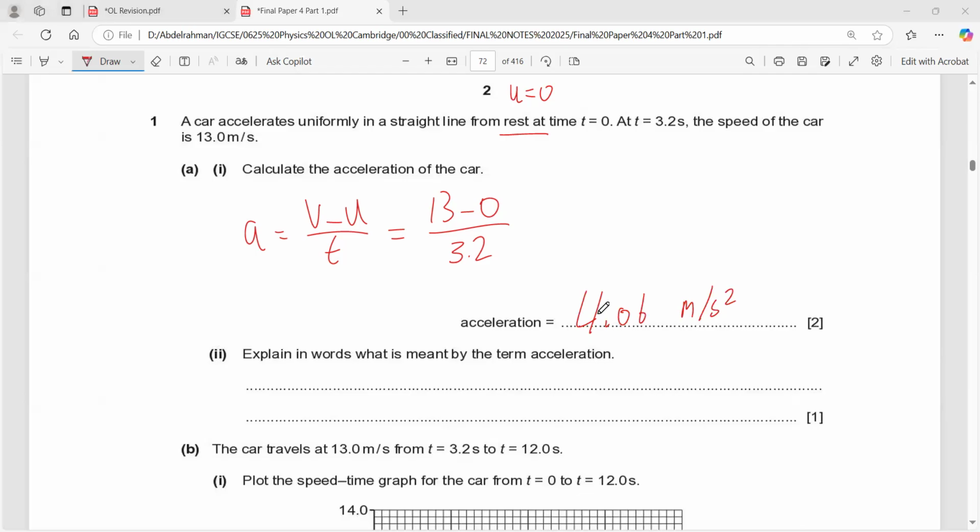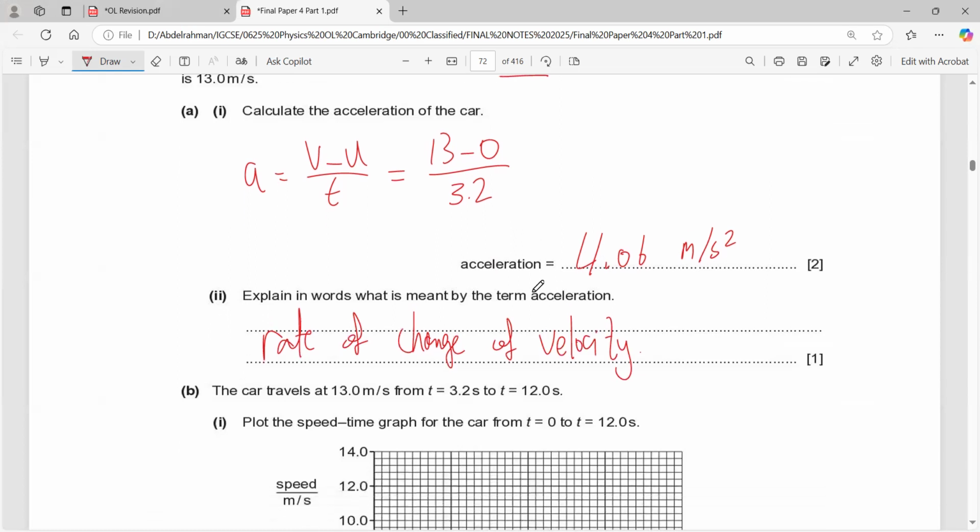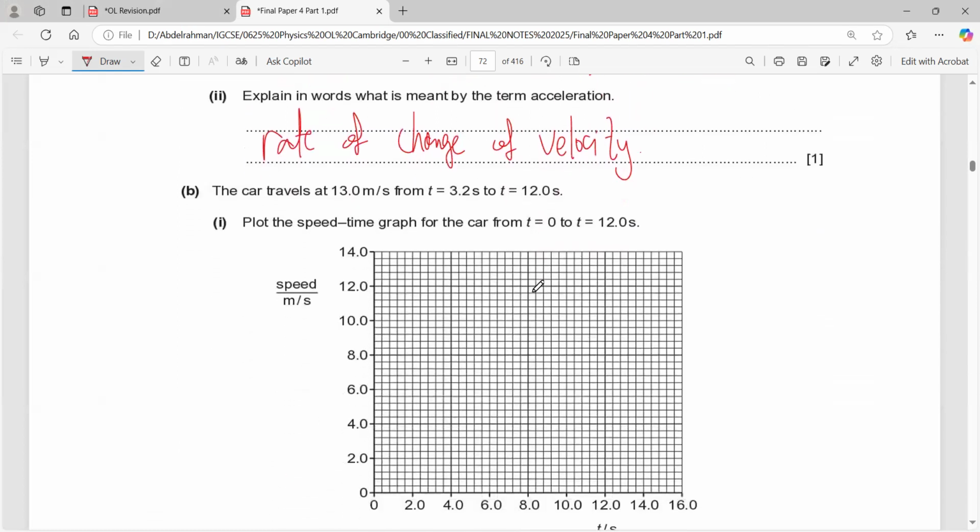Define acceleration. What is acceleration? It is the rate of change of velocity. Rate of change of velocity. Easy.